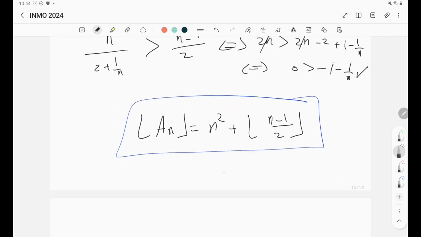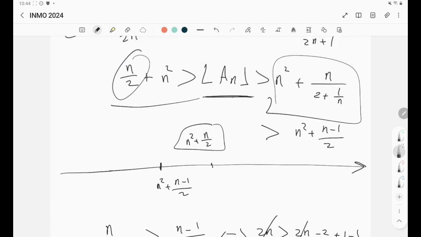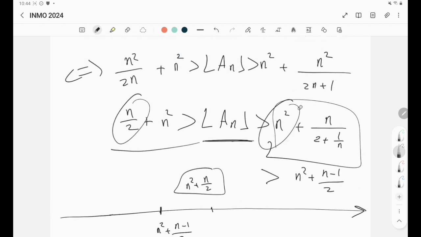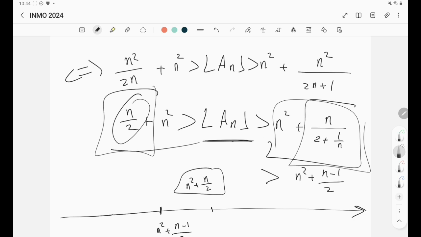We know that an, or not an, let's say that part here, without n squared. If we subtract n squared, don't worry about it that much, it's an integer after all. This number is going to be between n over 2 and n minus 1 over 2. That means, because here the distance between these guys is too small, it's actually like kind of half.